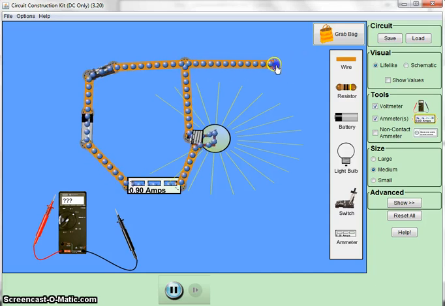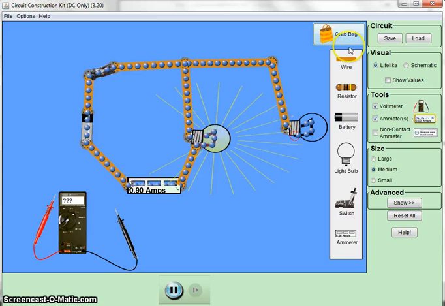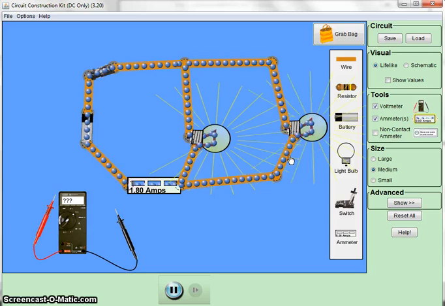Now, if you notice, it still is only going around the place that is open, because you have to have a complete conducting loop. So I'm going to take another light bulb out, and I'm going to take these wires, and now I'm going to connect this branch to the original circuit.